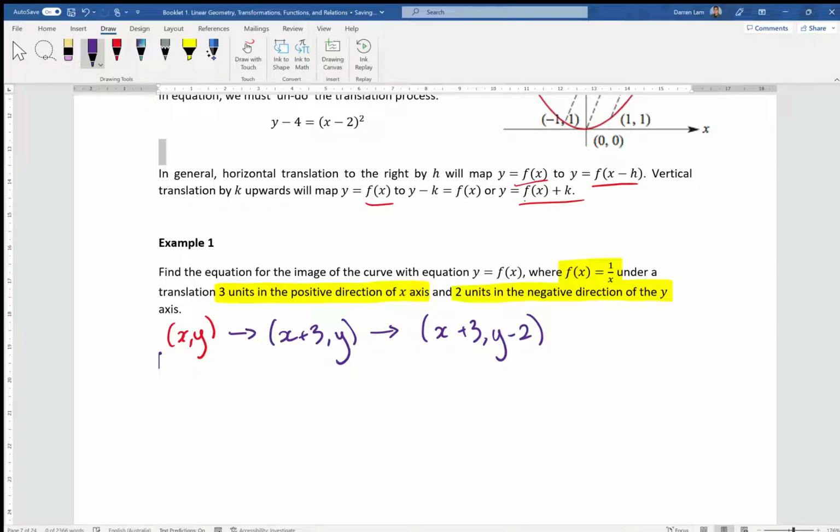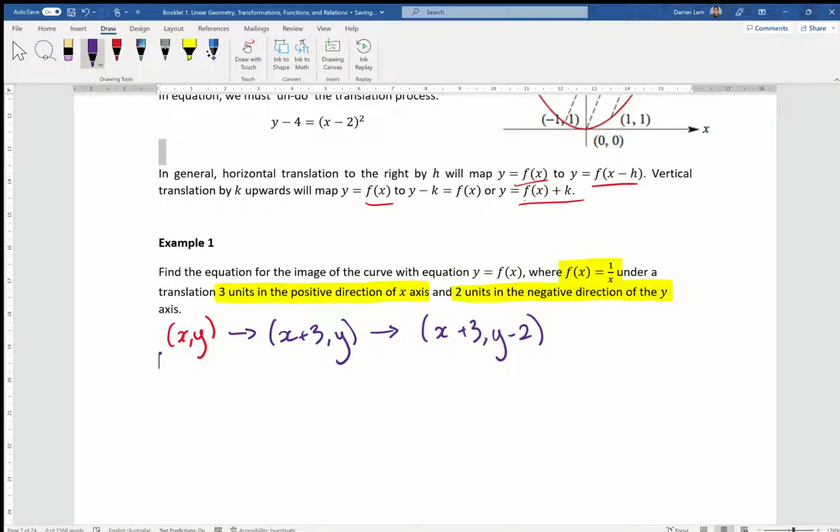If you'd like, you're welcome to skip that middle step and jump straight to x plus 3, y minus 2, but I'm just doing this to demonstrate the steps. Any questions so far? I do realize I'm going quite quickly, so please let me know if I am.